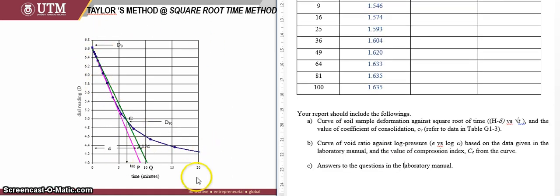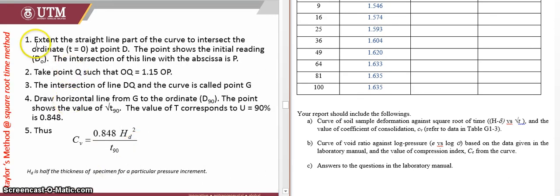From this graph, what you want to obtain is actually the value of the coefficient of consolidation, the CV value. In order to do that, you have to follow the Taylor method to obtain the CV value. If you follow the procedure that I include in my slides, you can get the value of square root time at 90, which corresponds to the degree of consolidation of 90%.